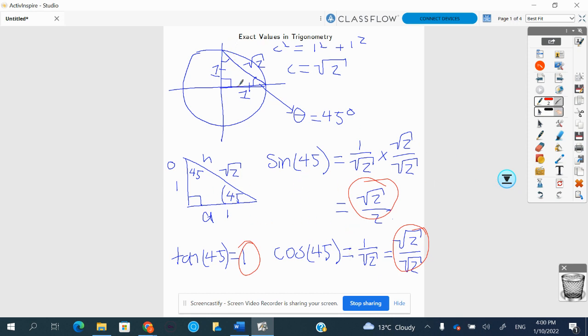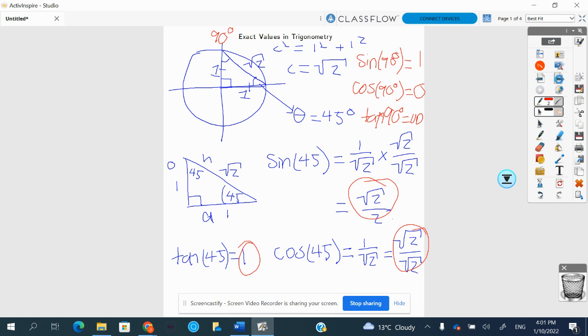We also know from our unit circle some exact values for 90 degrees. So 90 degrees is going to be up here. And since the sine of our unit circle is equal to the y value, sine of 90 degrees is going to be equal to 1. Cos of 90 degrees is going to be equal to 0. And we know that anything divided by 0 is undefined. So tan of 90 degrees is going to be undefined. So I'll go UD here for undefined.